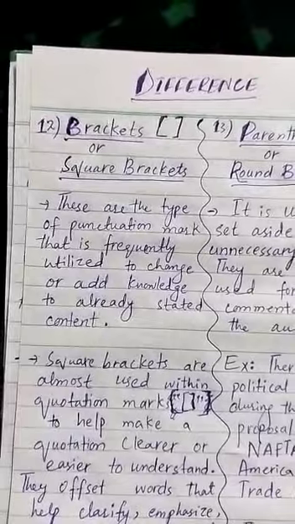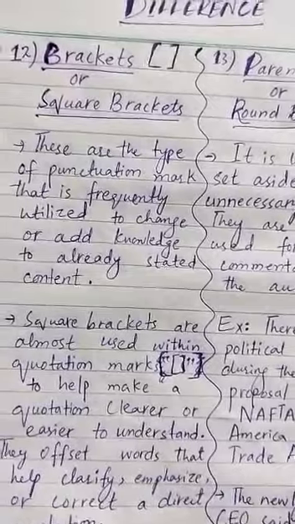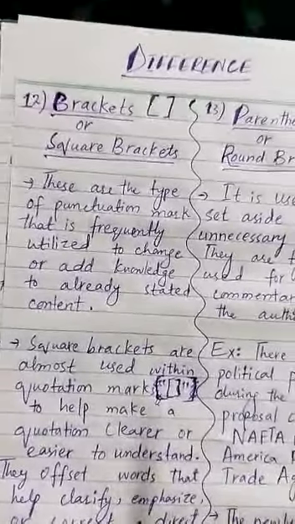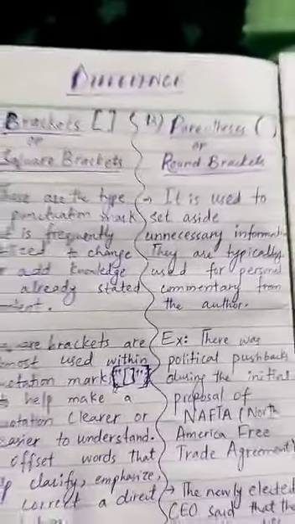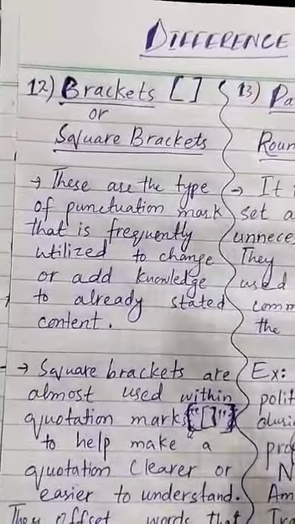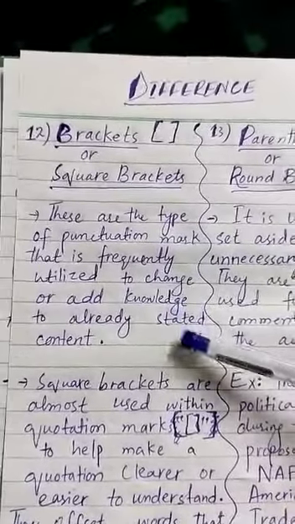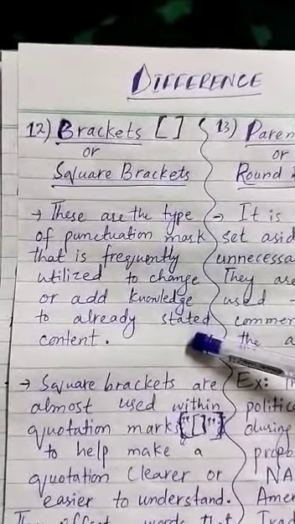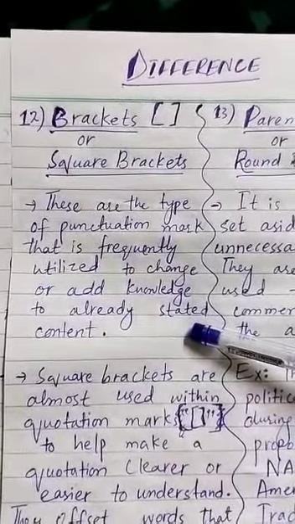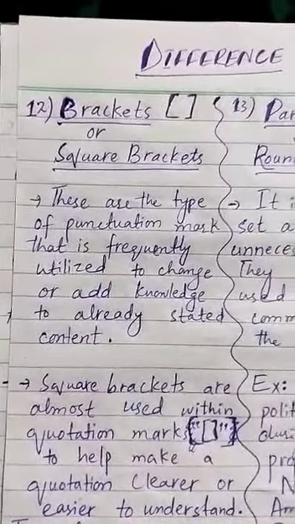Let's discuss square brackets in detail. The square bracket is the most popular amongst all the brackets. It works to separate words within text for added detail and information. It offsets or separates information from the rest of a sentence in order to add detail. These are the type of punctuation mark that is frequently utilized to change or add knowledge to already stated content. When there is already a stated quotation, we put extra knowledge into brackets or square brackets to add or change the knowledge about that quotation to make it more clear.